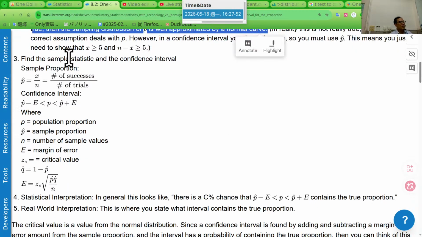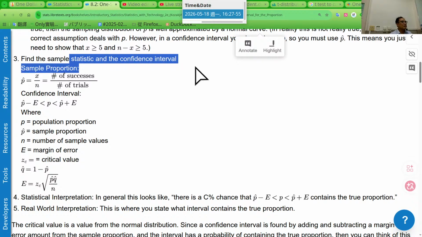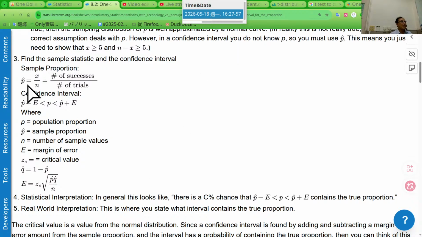Three, find the sample statistic and the confidence interval. The p hat is x divided by n, where x is the number of successes and the denominator is the number of trials. The confidence interval is p hat minus the estimator, smaller than p, smaller than p hat plus the estimator. We can observe the minus and plus.